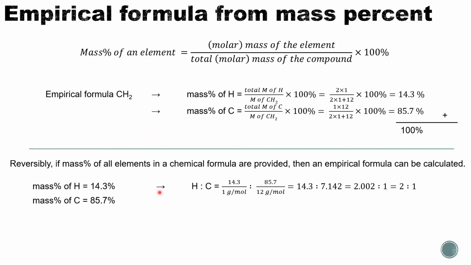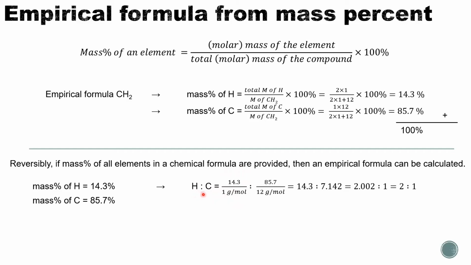And then we can do the ratio, okay? The ratio between hydrogen and carbon, and please pay attention, the ratio here refers to the quantity of hydrogen versus the quantity of carbon. So remember, the quantity of moles equals the mass divided by the molar mass. So we need to use the mass percent divided by the molar mass of the corresponding element.